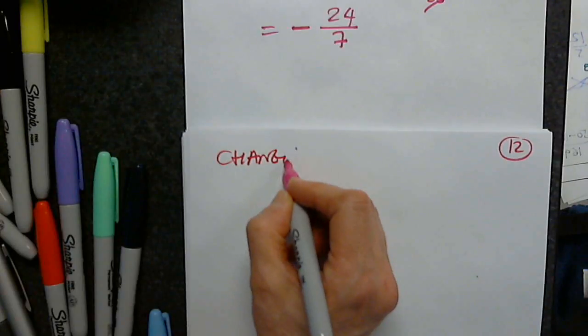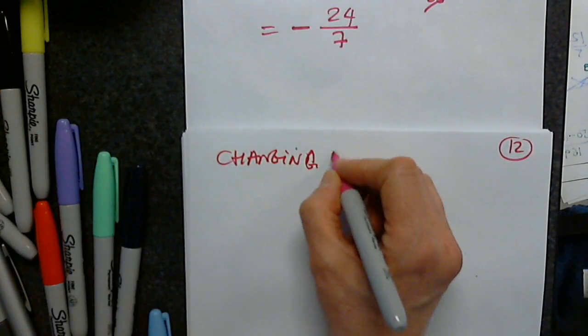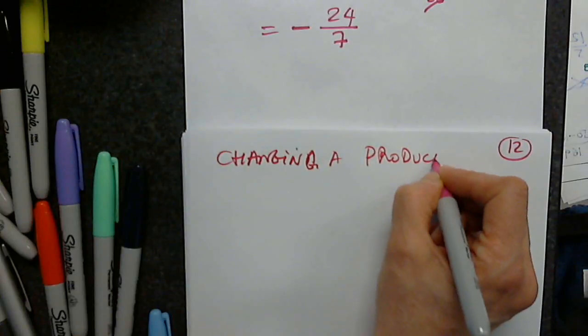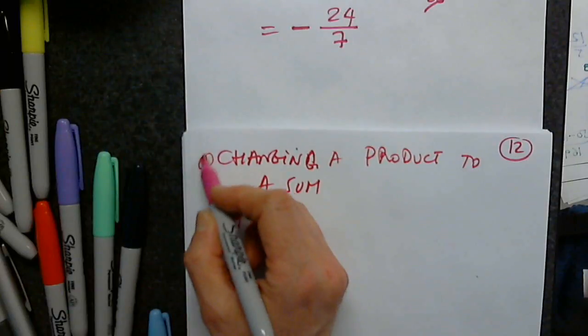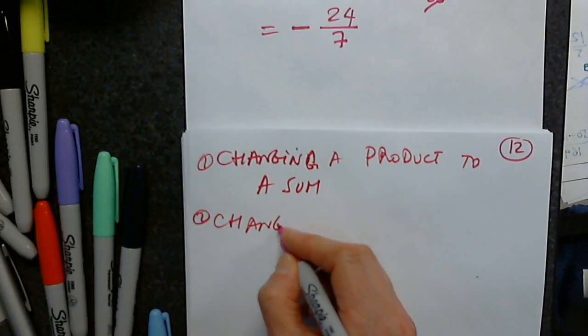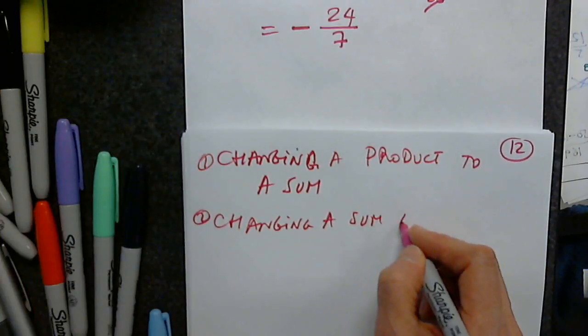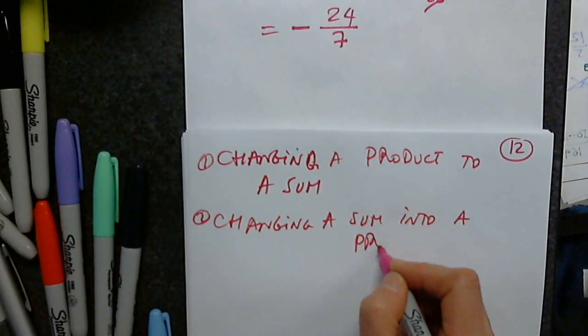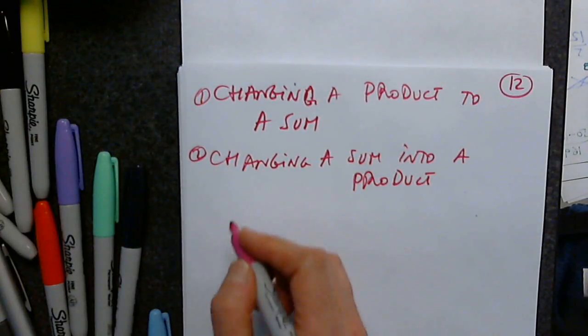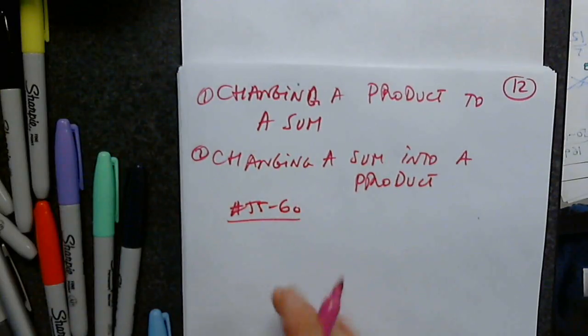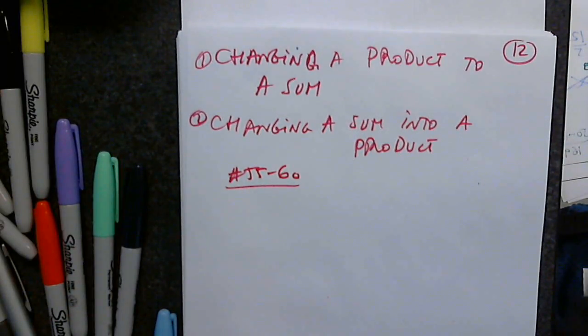Changing a product to a sum, that's the first one. The second one, the order is not important: changing a sum into a product. And those problems are 55 through 60. So please choose a product of any of the problems 55 through 60.